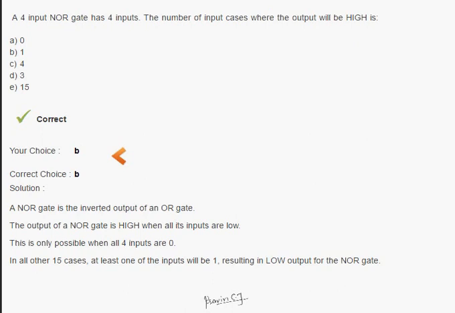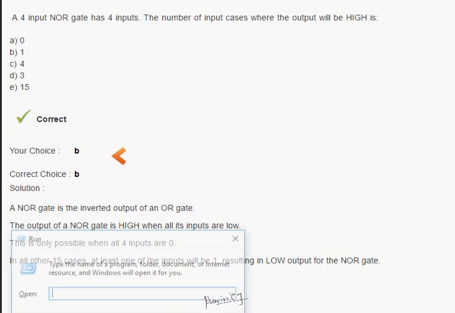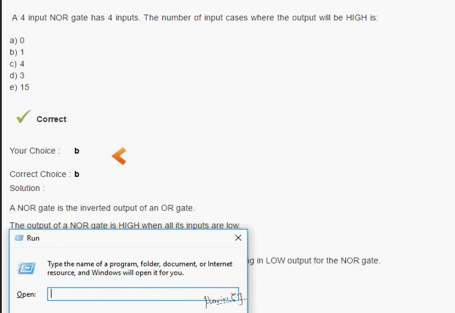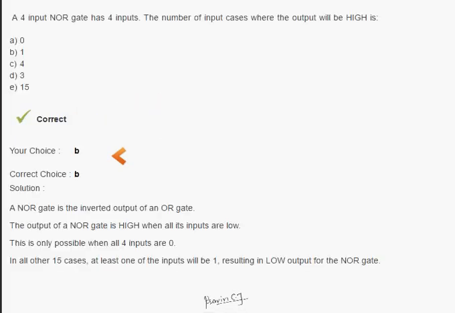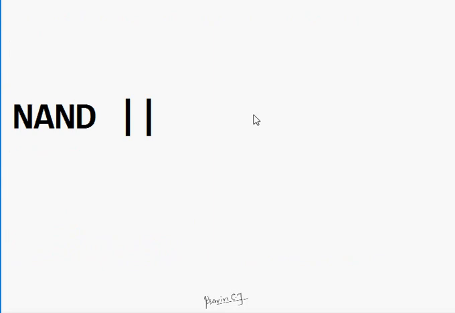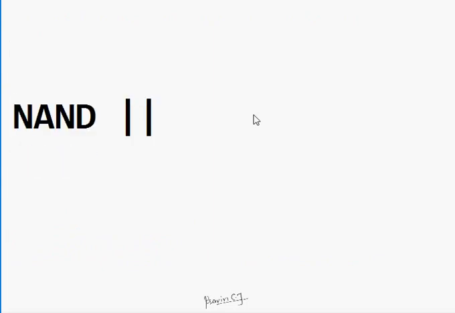Similarly, if a NAND gate is there, what will be the possibility? If you don't understand the question, please read it again. The question is, 4 inputs for a NOR gate, in which case will the output be high for a NOR gate. Now we are considering the NAND gate.